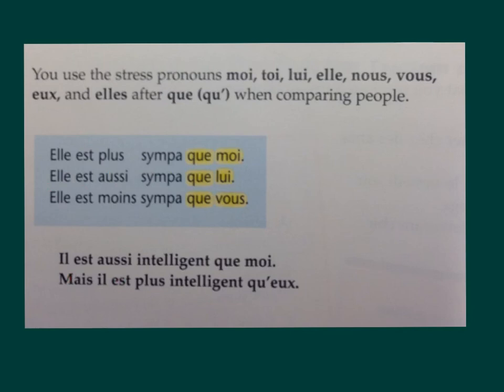Il est aussi intelligent que moi, mais il est plus intelligent qu'elle. Notice that because this starts with a vowel, the que is going to contract with it. So drop that e and add an apostrophe. Il est plus intelligent qu'elle.